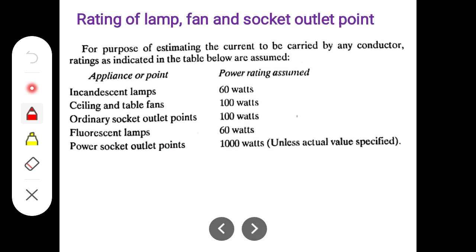Here are the ratings for the concealed wiring. Incandescent lamp, 60 watts; ceiling and table fan, 100 watts. In some textbooks they take 80 watts for the fan. The ordinary socket outlet is 100 watts, the fluorescent lamp is 60 watts, and the power socket is 1000 watts.